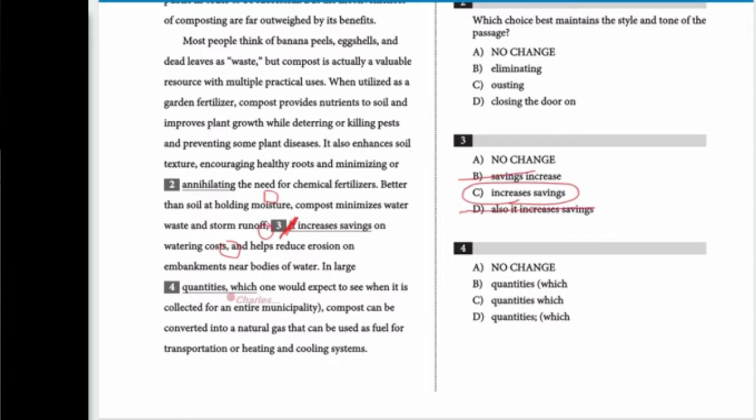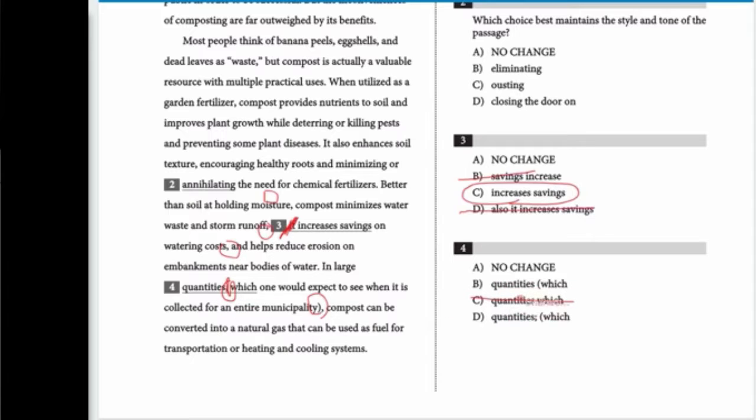Number 4, quantities, comma, which one would expect to see when it is collected for, okay. So I see there's a closing parenthesis here. So I need an opening parenthesis, which is going to be back up here by "which." So I won't have a comma. Instead, I should have an open parenthesis. So the one without the parentheses is not correct. So A and C are eliminated.